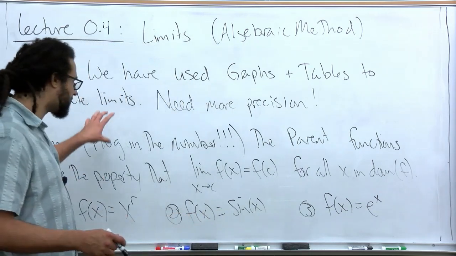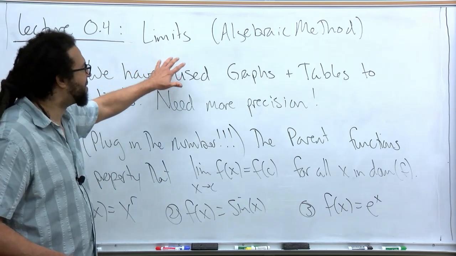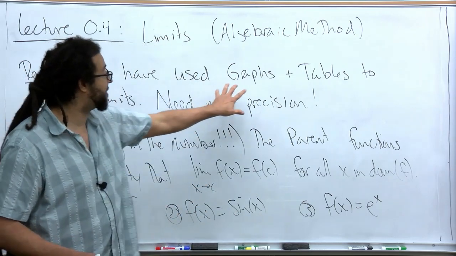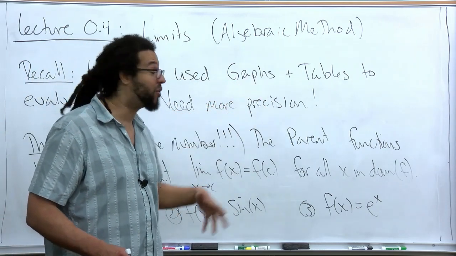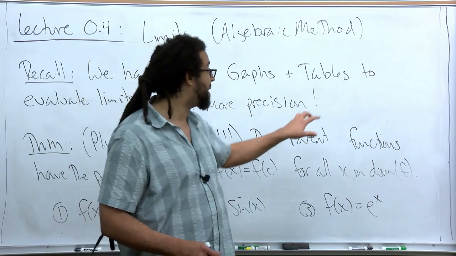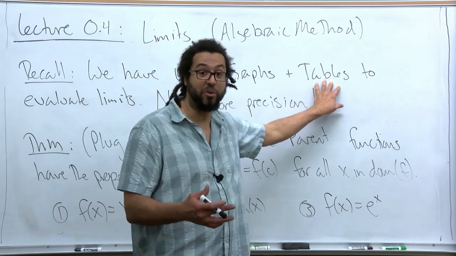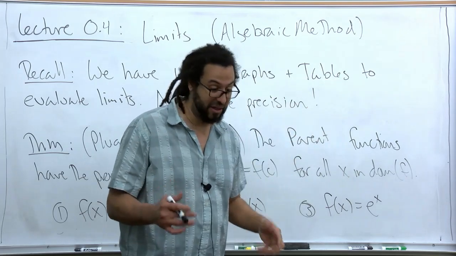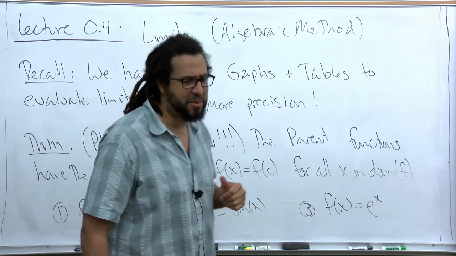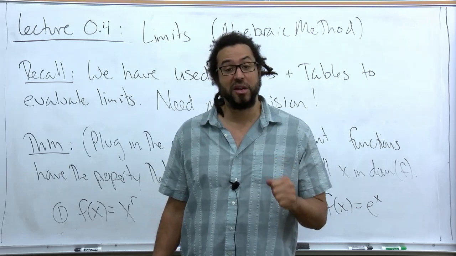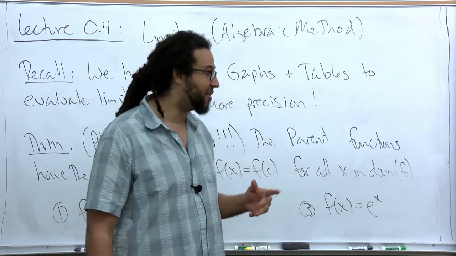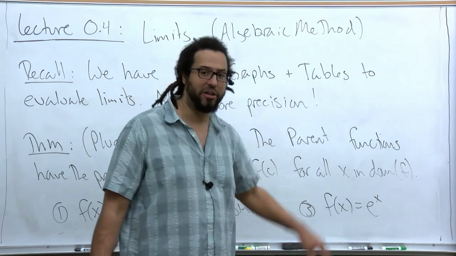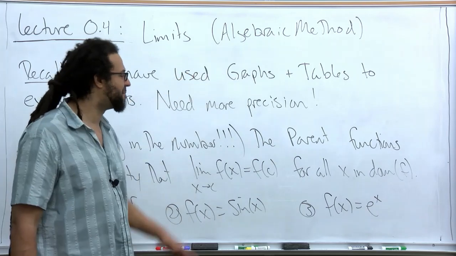Anyway, so again, to evaluate limits algebraically, let's remember that we have evaluated limits using the graphical method, so just by looking at a graph. And we've also evaluated limits by using the numerical method, so by looking at tables and successive values of x, and then what are the successive outputs, what do they get close to. And we've seen some examples where those two methods are not the most precise methods in the world, and so we'd like to have a way to not have to rely on these two methods. So how do we compute limits algebraically?